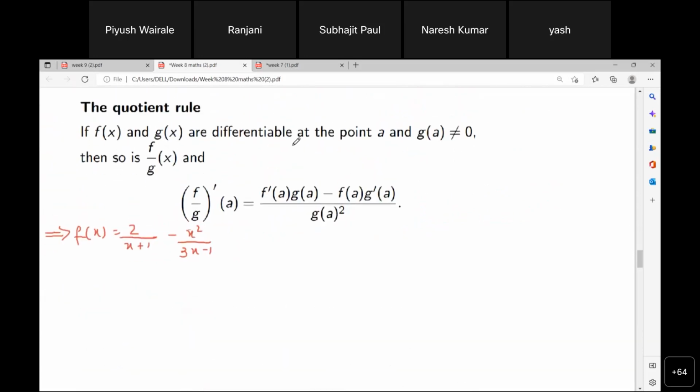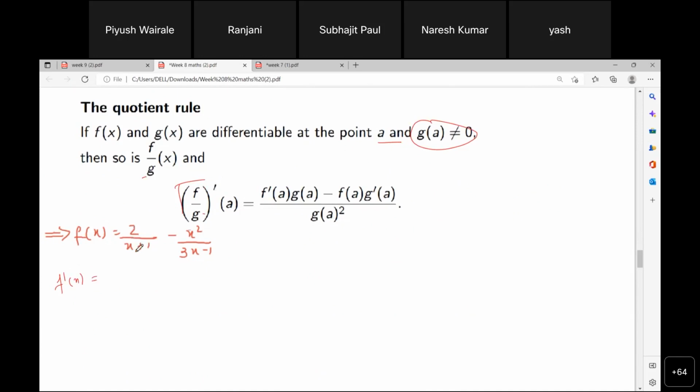Okay, so now about the quotient rule here. So f of x and g of x are differentiable at the point a, and g of a should not be equal to 0, right? So how to evaluate this particular quotient rule? How to apply this quotient rule here? If I want to differentiate this particular function, what do I have to do? Can anyone tell me what is f dash of x here?